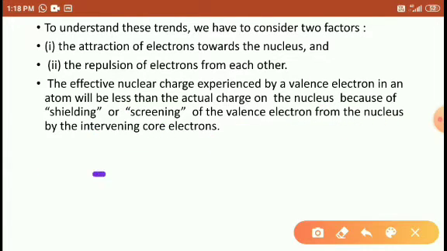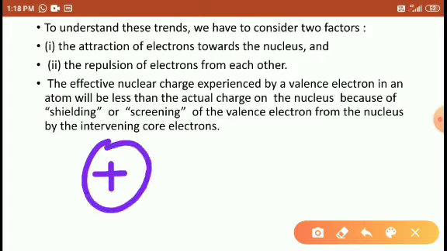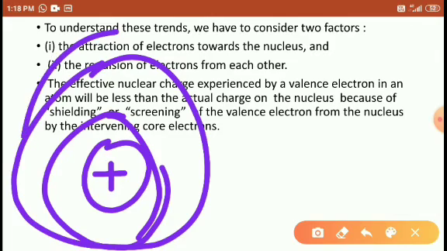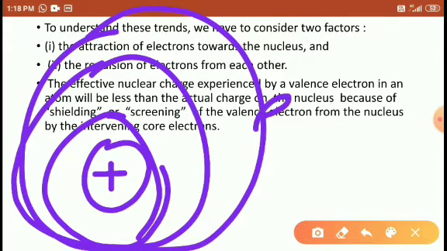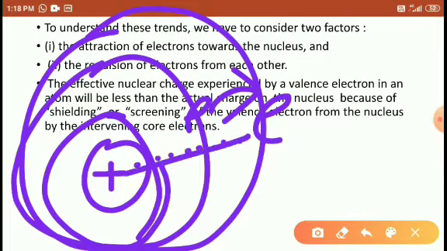So when any element's shells are like this, the inner electrons repel the outer electron. This is what we call the repulsion force or shielding effect. When the electrons are strongly attracted to the nucleus, that is called nuclear charge.